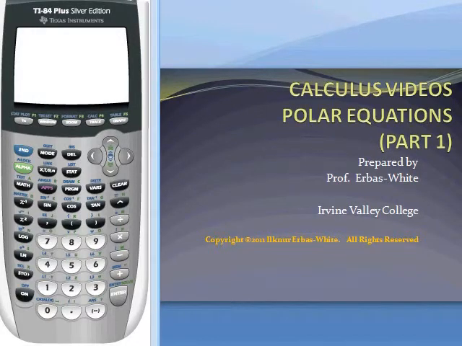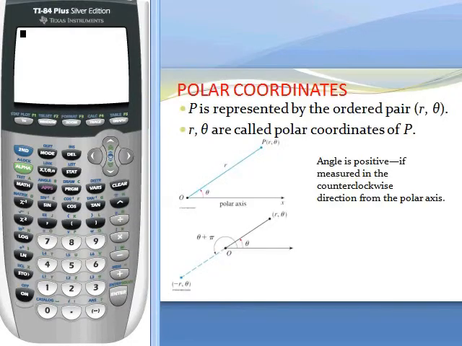Today we will talk about polar coordinate system. So let's get started. The polar coordinate system is represented by an ordered pair r, theta. R is the radius and theta is the angle.